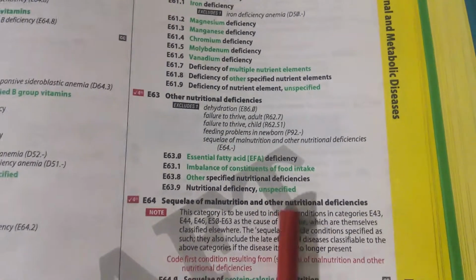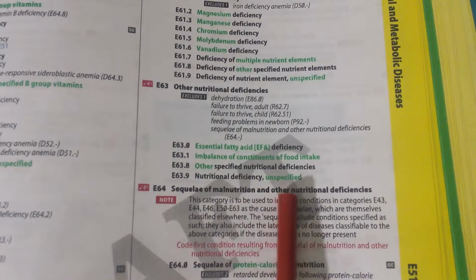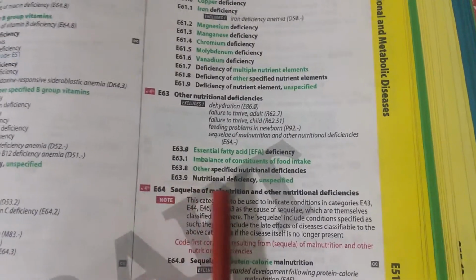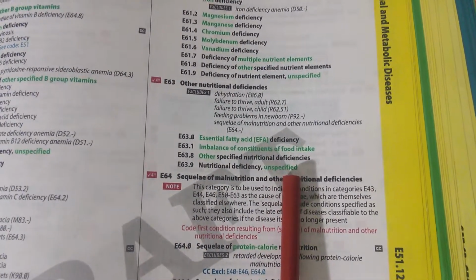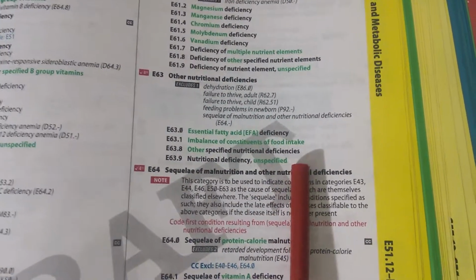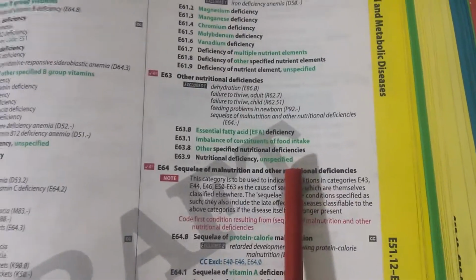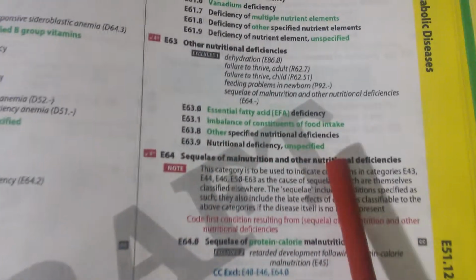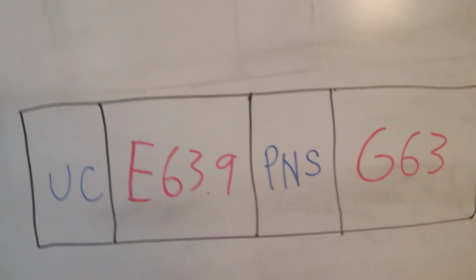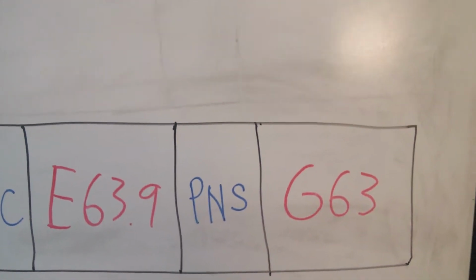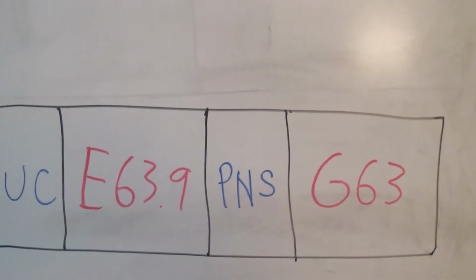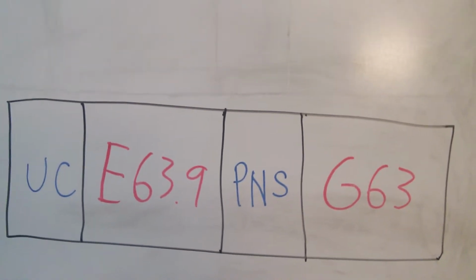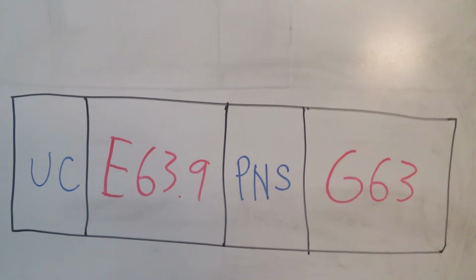Unspecified. Why? Because they don't tell us anything other than that it's nutritional. So that means that it's unspecified. If they gave us more information, then it would be something else. But now it's unspecified because all they said is nutritional, because it's a nutritional polyneuropathy. We have just one word, so this must be the code, E63.9. So we're confirmed. We have the two codes confirmed: G63 as the code for polyneuropathy and E63.9 as the code for the underlying condition, or nutritional deficiency.